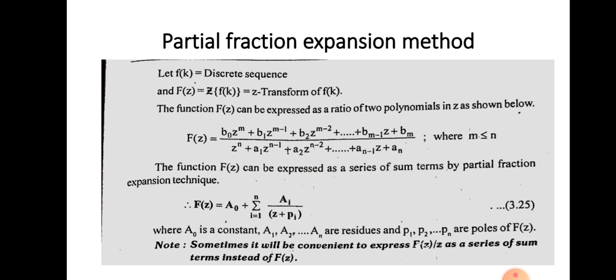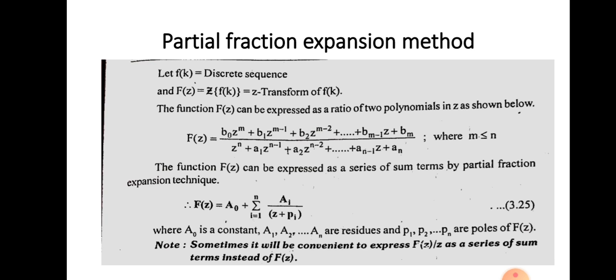The first method is the partial fraction expansion method and the second one is the power series expansion method. In the case of the partial fraction expansion method, first of all, we will find the partial fraction expansion of the given series. Then we can easily find the inverse Z transform. So let us see. f of k is a discrete sequence. Then F of z is given by the Z transform of f of k.